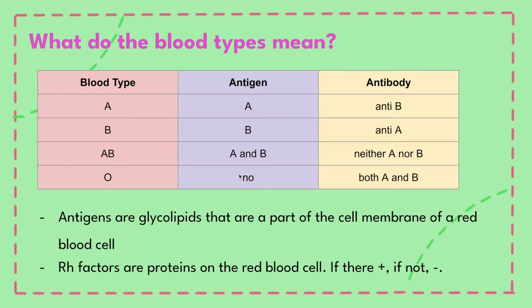Lastly, blood type O has no antigens present, and therefore both A and B antibodies are present in O type blood, because there are no antigens to attack, so nothing bad will happen. You might have heard of terms like AB negative or O positive, and you may be wondering what that means. Well, that positive or negative is determined by Rh factors, which are proteins on the surface of the red blood cell. If the Rh factors are present, then that blood is positive. If the Rh factors are not present, then the blood is negative.